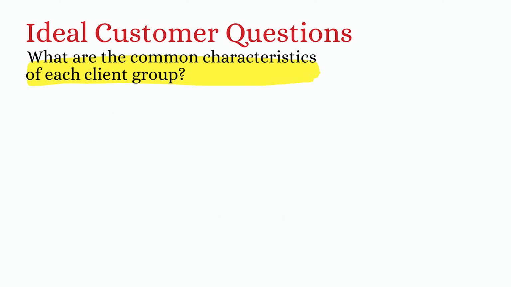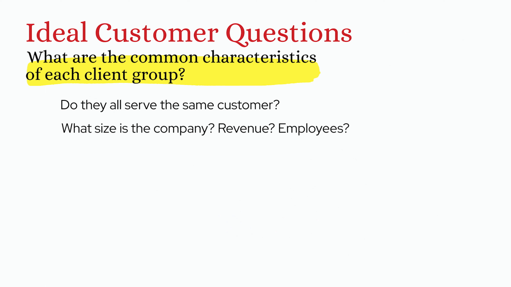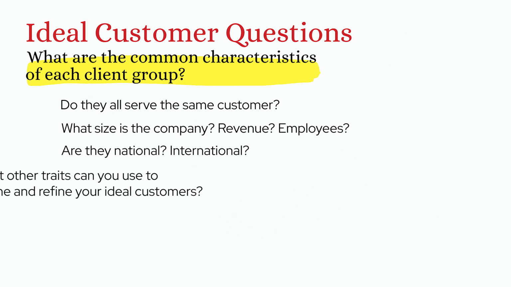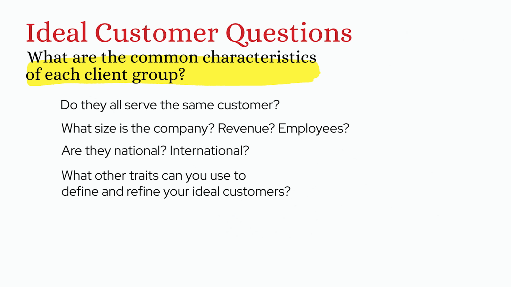So what are the questions that we want to answer at this stage for your business? You should be looking to sort all those clients into similar piles. So what are the common characteristics of each of these client groups or piles? Do they serve the same customers? What's the size of the company? Do they have similar revenue? Do they have similar employee counts? Are they national businesses, international businesses? What other traits can you use to define and refine your ideal customers?